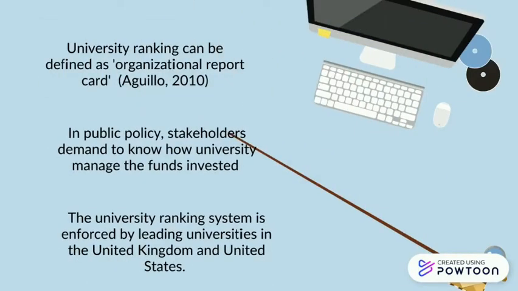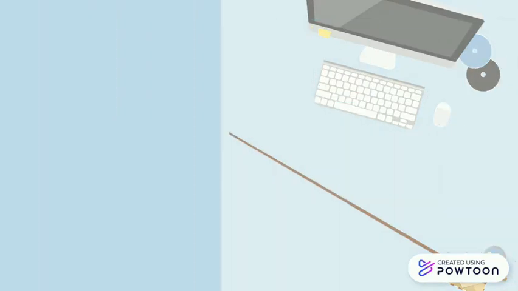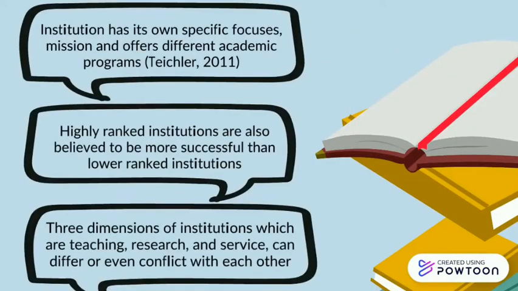University ranking can be defined as an organizational report card. In public policy, stakeholders demand to know how universities manage the funds invested. As stated by Mangus in 2014, the university ranking system is enforced by leading universities in the UK and US, whose countries can attract young talented students and generate more revenue for their universities and the nation as a whole. Institutions have their own specific focus and mission, and offer different academic programs. Highly ranked institutions are also believed to be more successful than lower ranked institutions. The 3 dimensions of institutions, which are teaching, research, and service, can differ or even conflict with each other.